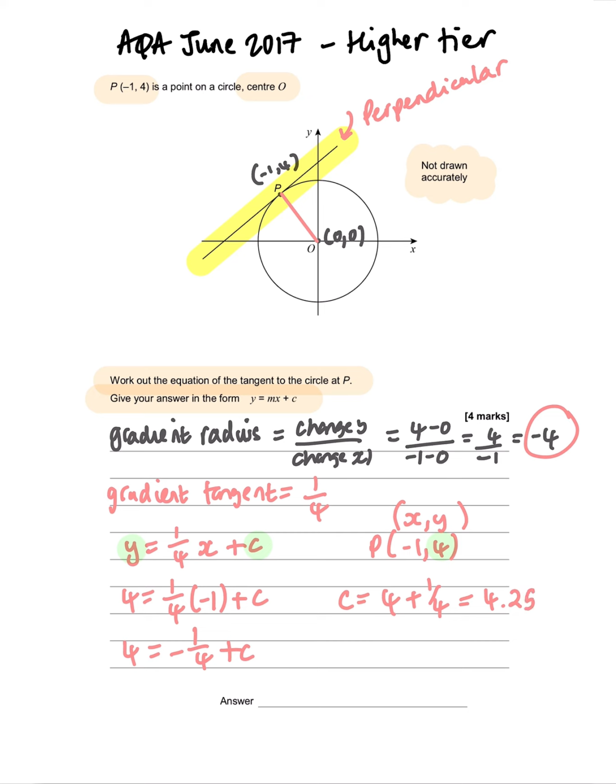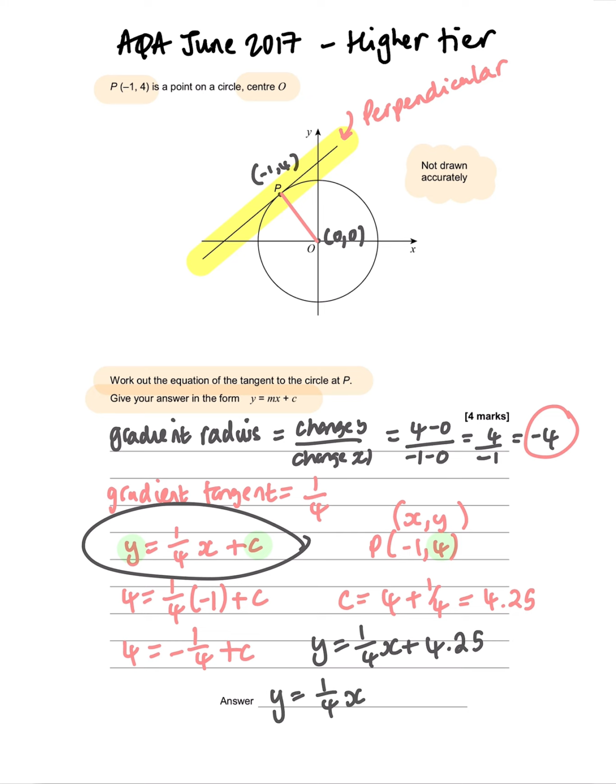So we're going to substitute our c into our equation for our tangent. So y equals 1/4 x plus 4.25. So y equals 1/4 x plus 4.25.